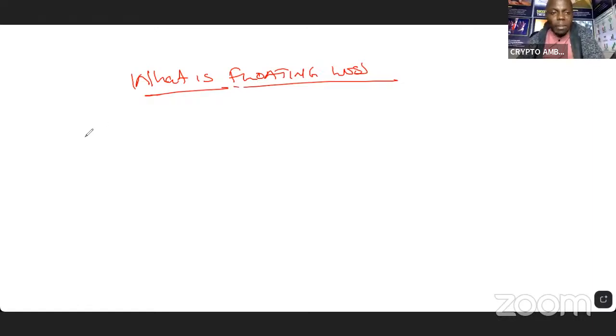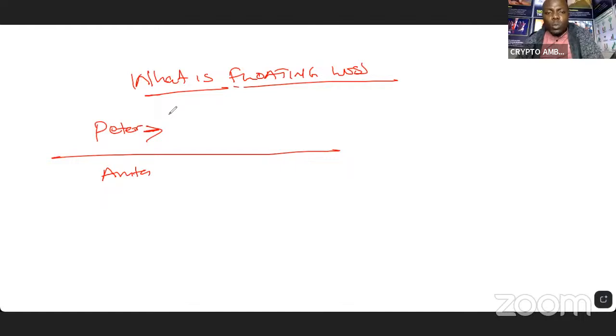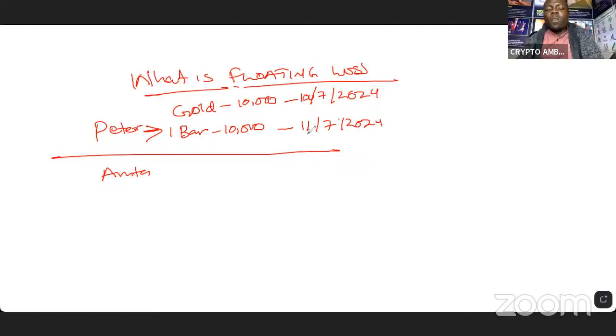I'm going to use 2 friends of mine. One of my friends is called Peter, and another one is called Anita. Peter goes to the shop to buy gold. He finds that the price of gold is $10,000, and Peter gets himself 1 bar of gold worth $10,000. Peter goes on the 10th of July 2024. He goes back on the 11th of July 2024, and he finds that the price of gold that was $10,000 on the 10th is now $8,000.